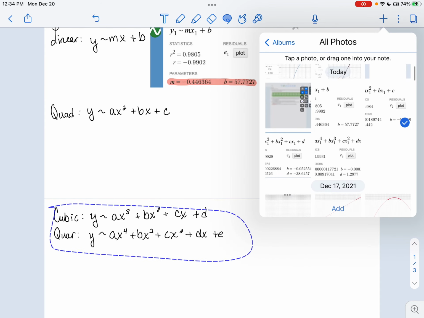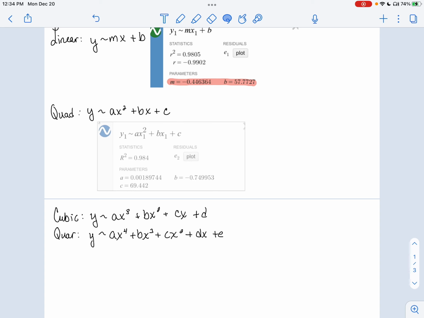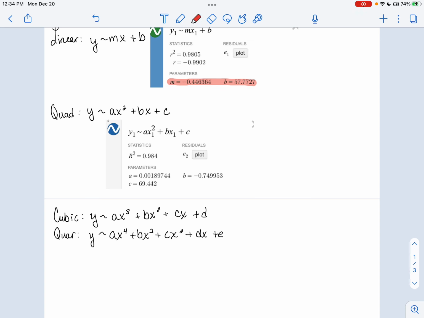Be here, quadratic. That is. And then remember, this is the number in front of x squared. This is the number in front of x. This is the constant.